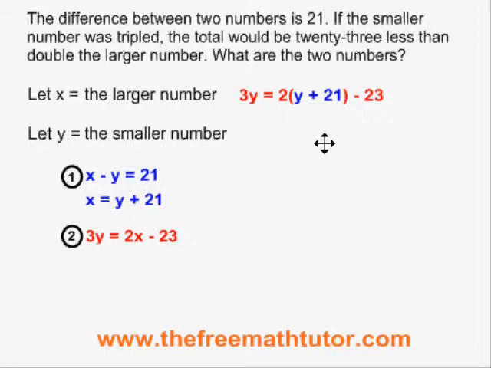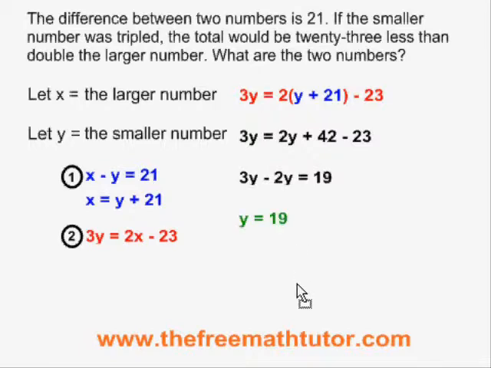Now I've created an equation that only has y's, and I can do algebra to isolate the y. This is what it will look like. Multiplying across the bracket, I get 3y is equal to 2y plus 42 minus 23. I can move the 2y to the other side of the equals. Moving the y terms together and combining the 42 and the negative 23, I get 3y minus 2y equals 19. And this means 3y minus 2y is y, so y is equal to 19.